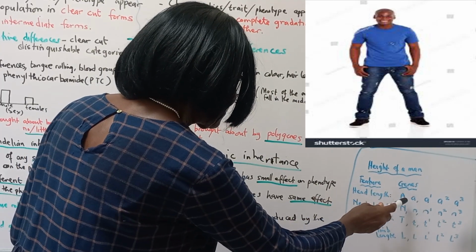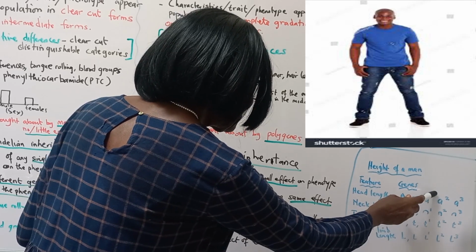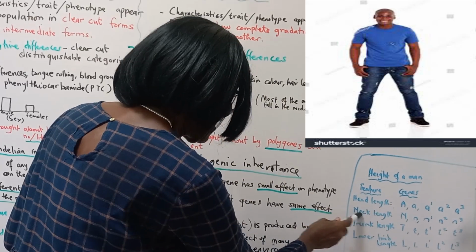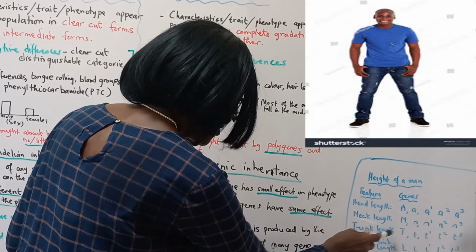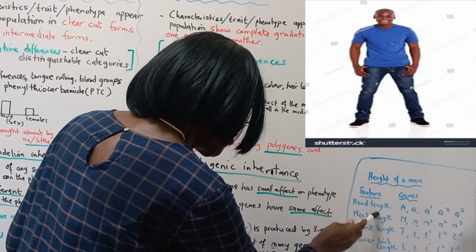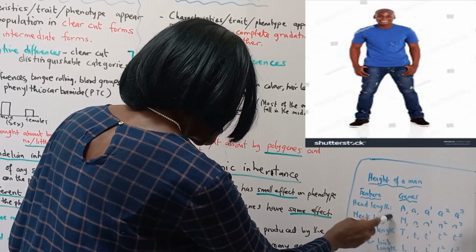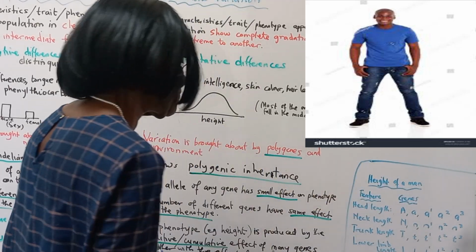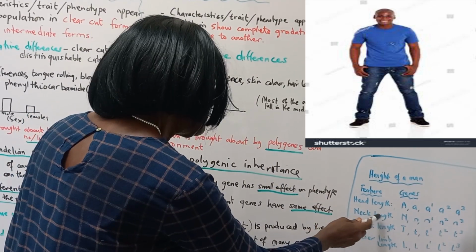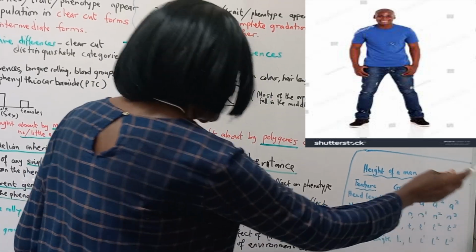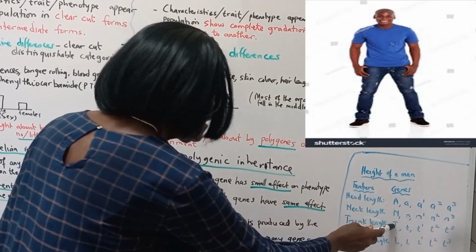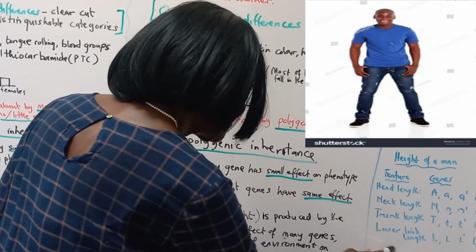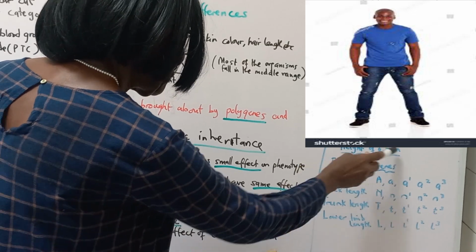There can be genes, big A, small a, gene A1, A2, A3. Head length, neck length, trunk length, lower limb length. All these have genes, and all these go together to produce the character height of a man. So if I take the neck length, these are the genes for neck length. Trunk length, these are the genes for trunk length. Lower limb length, these are the genes. These will produce the height of a man.